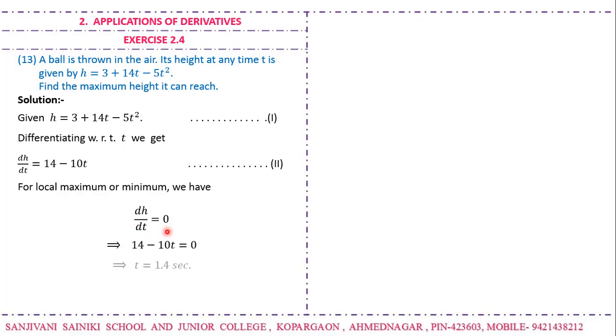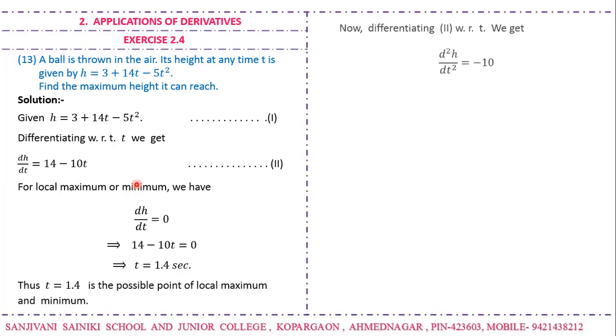So using that condition, we obtain t is equal to 1.4 second. Now again differentiate this function with respect to t. We get d2h by dt square is minus 10. Now it is negative, so the second order derivative is less than 0. So at the stationary point t is equal to 1.4, we will get the maximum value of this given function.